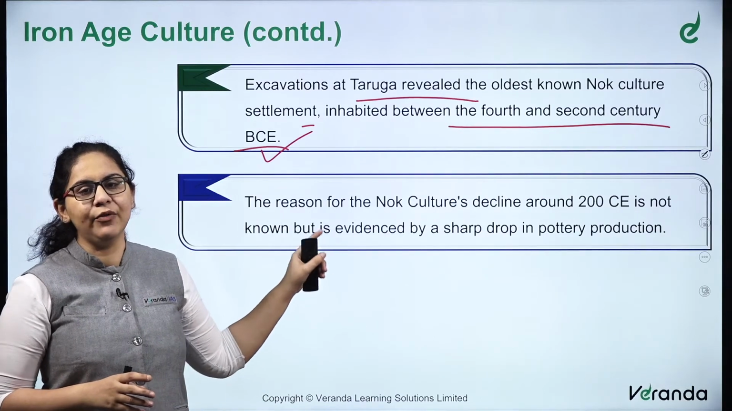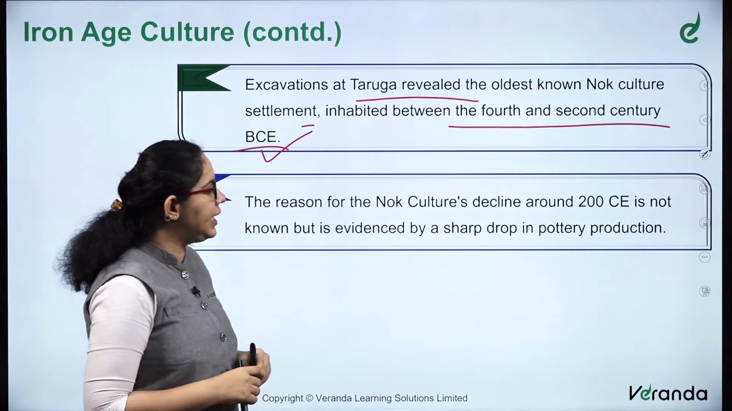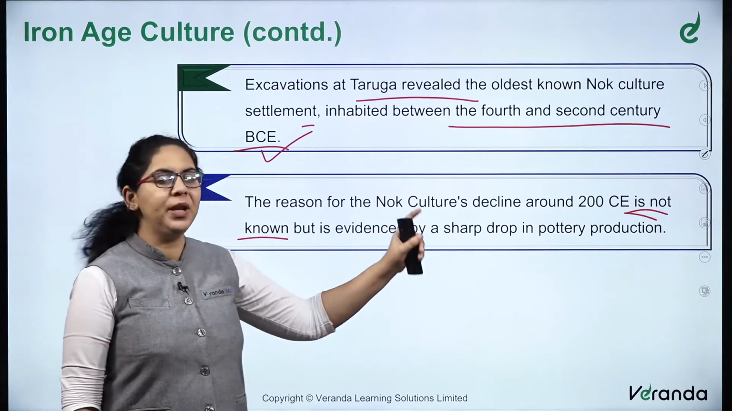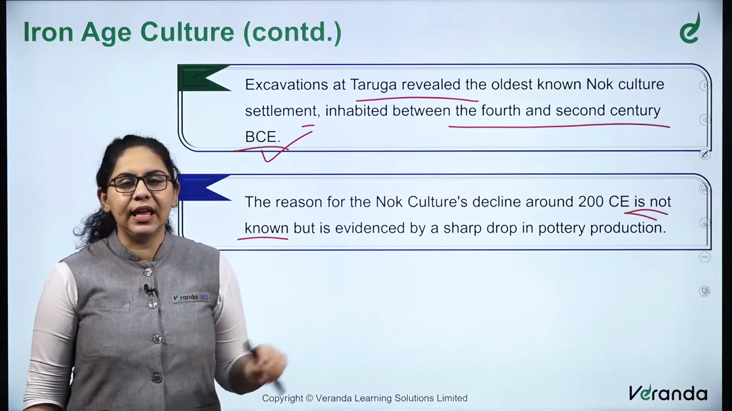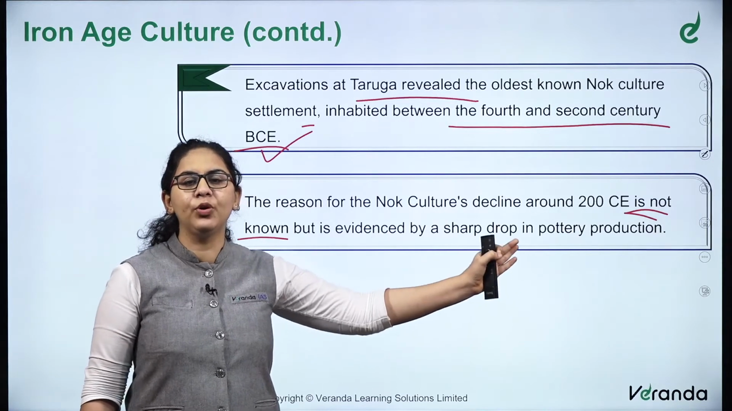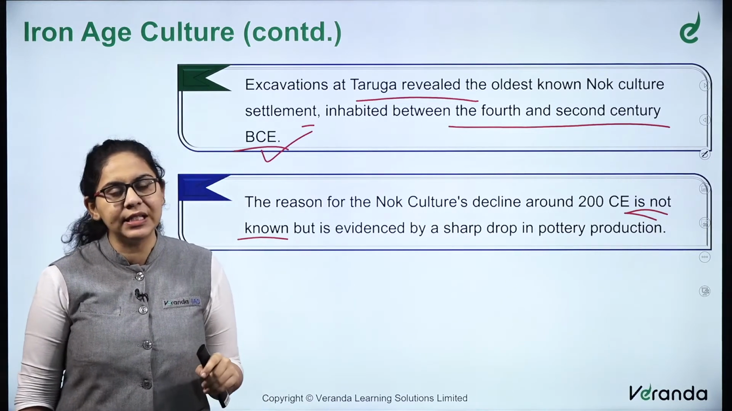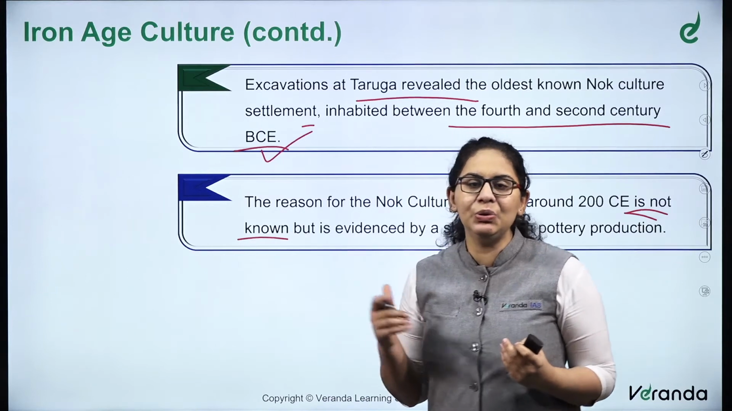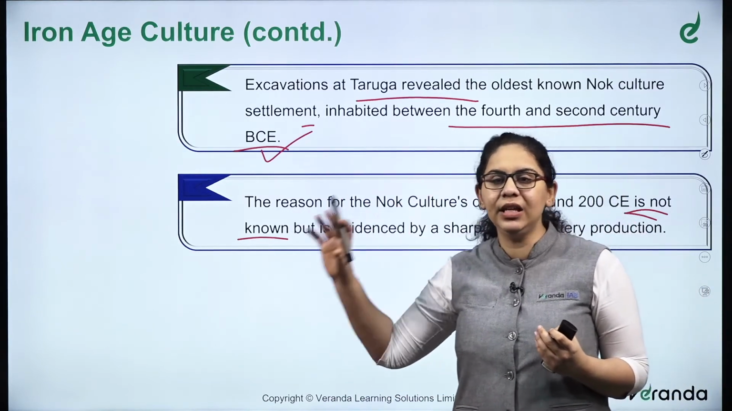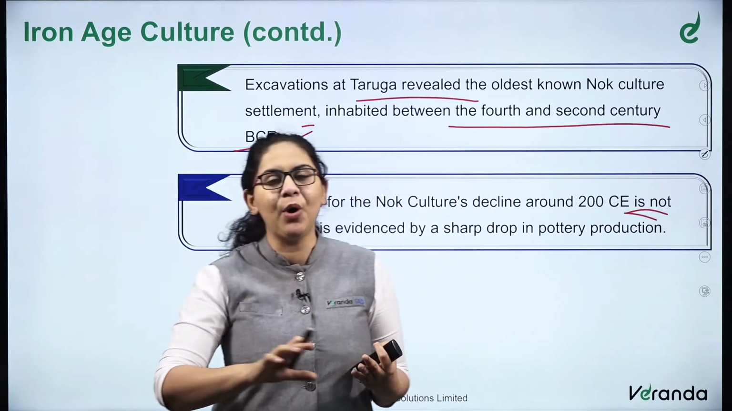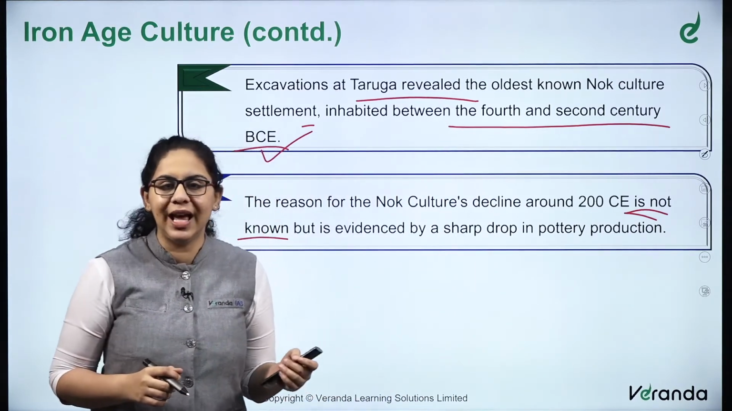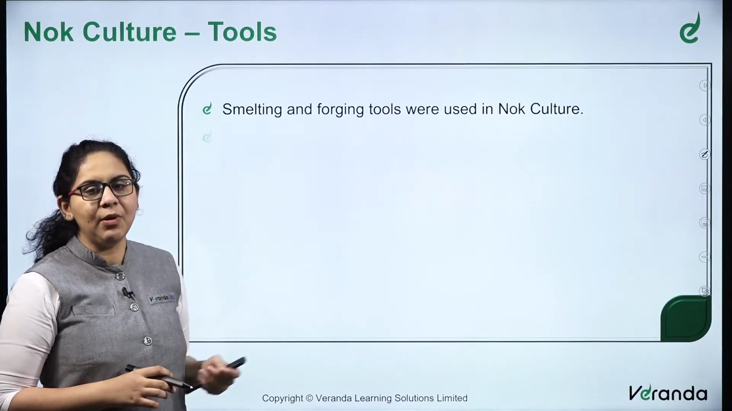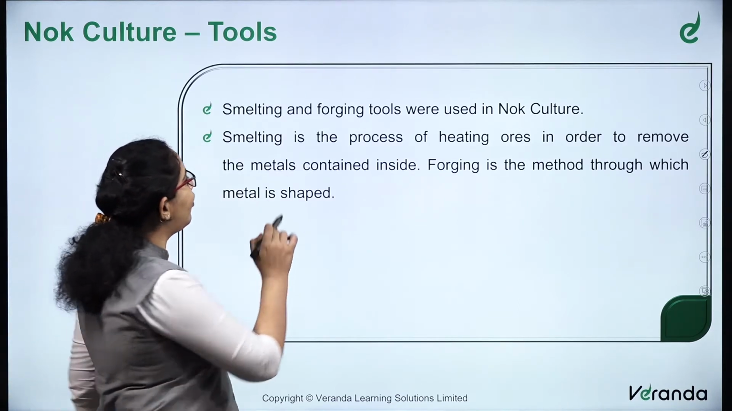Next comes the reason for the NOK culture's decline around 200 CE is not known, but is evidenced by a sharp drop in pottery production. Historians say that there was a decline in pottery production around 200 CE. Whatever excavations we get, the type of clay or type of material used in pottery production tells us that nearly 200 CE was the time period when pottery production declined. When pottery production declined, we can say that the culture declined. The reasons we still don't know. Some of the important tools of the NOK culture: smelting and forging tools were used.